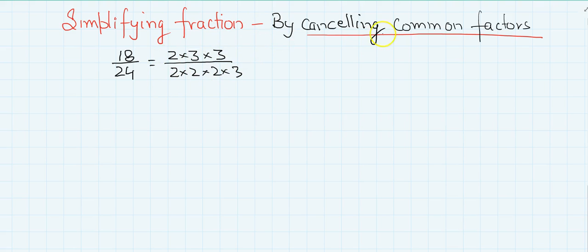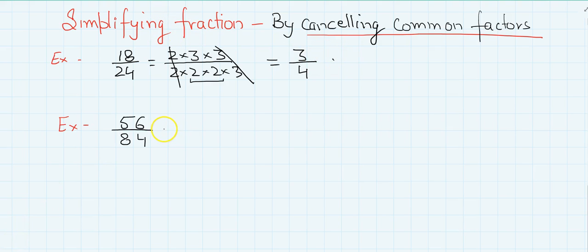Now we can cancel the common factors. We have common factor 2 here and we have common factor 3 here. So what we are going to get in the numerator is 3 and in the denominator is 2 multiplied 2, that is 4. So we have cancelled the common factors 2 and 3, so the remaining is 3 and 4. So this is the way we simplify a fraction.